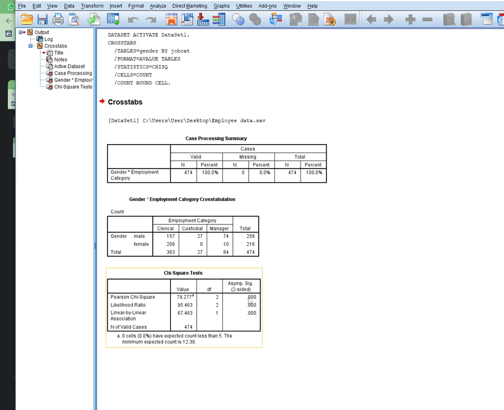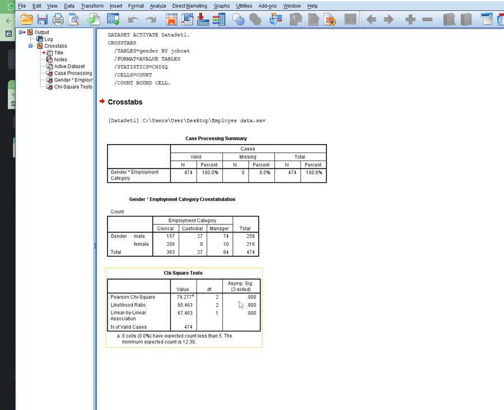Remember the rule of thumb in step number 4: when the p-value is less than the alpha value, that is when you reject the null hypothesis. So we're going to reject the null hypothesis, which said there is no relationship between gender and employment category. And now we will go for the alternative, which says there is a relationship between someone's gender and their employment. So what does that mean in English?